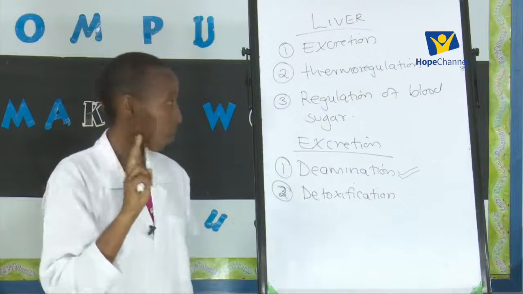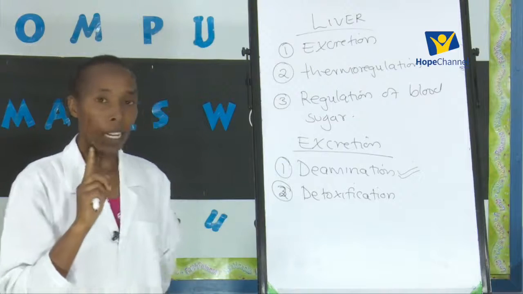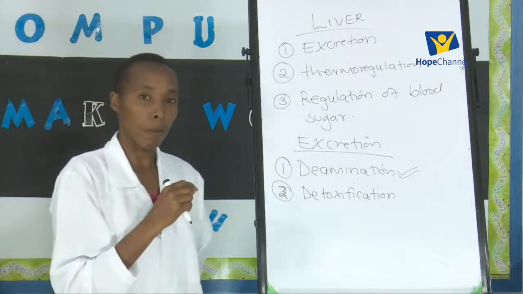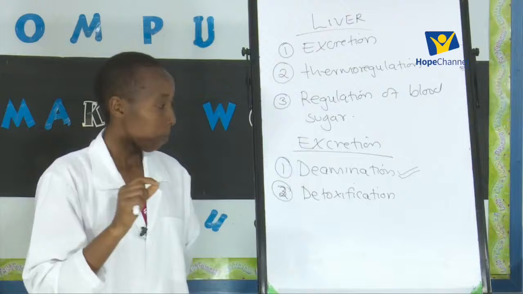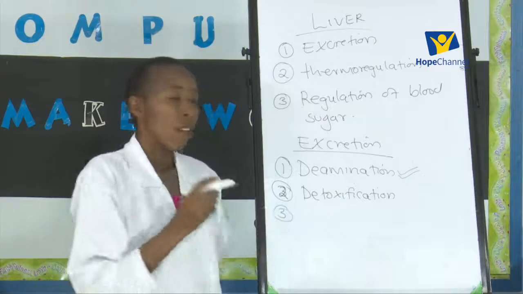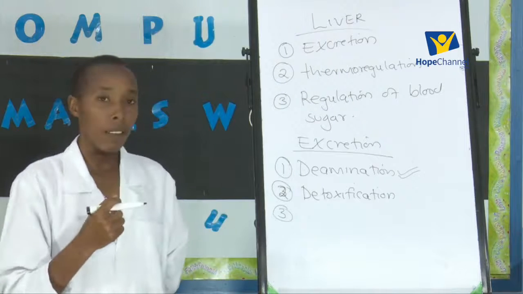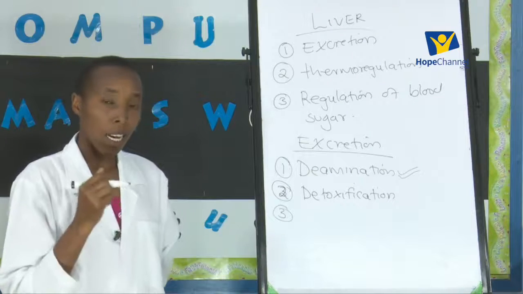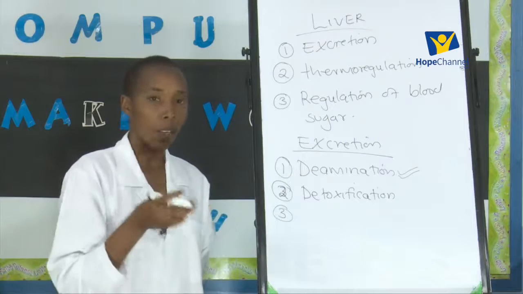You remember, the liver receives blood through two vessels. Number one is the hepatic artery, which carries blood from the heart to the liver. The blood in the hepatic artery is full of oxygen and any other excretory product that needs to be excreted. The second vessel that supplies the liver with blood is the hepatic portal vein, which carries blood from the stomach, that is, from the small intestine, into the liver.